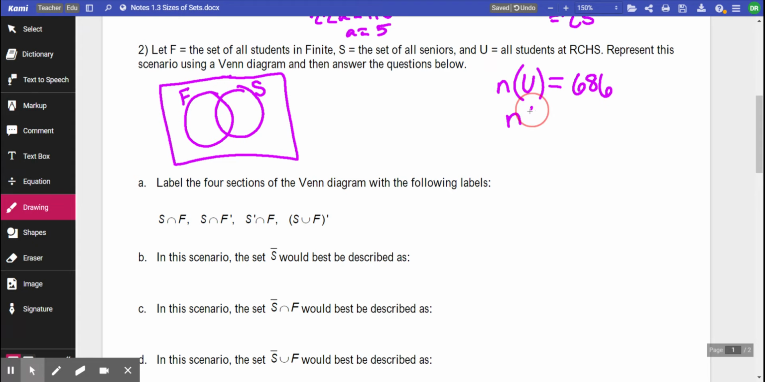The number of students in Finite this year, there are 17 students. And the number of seniors, according to Harmony, is 149. All right, so where are we going to place these numbers in the Venn diagram? Well, everything needs to total to 686.